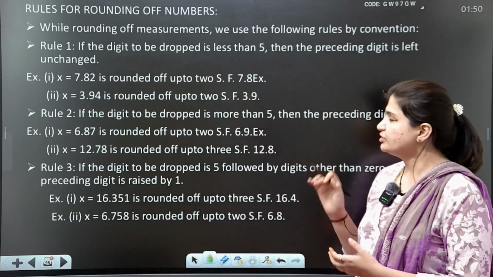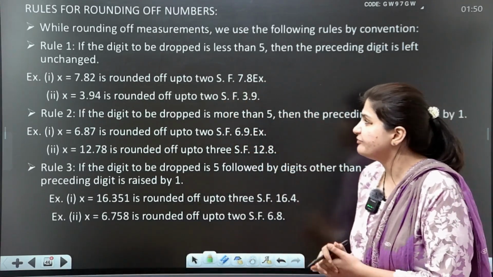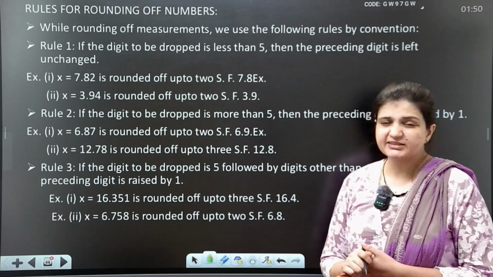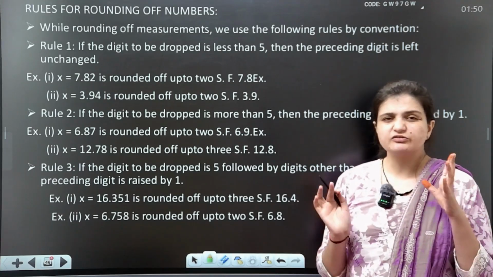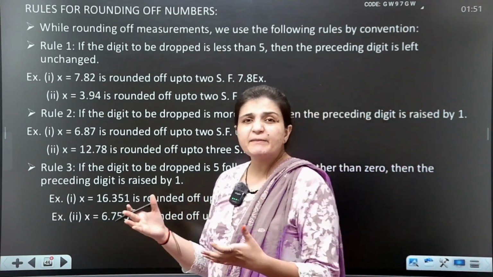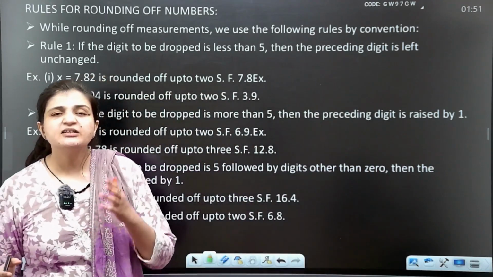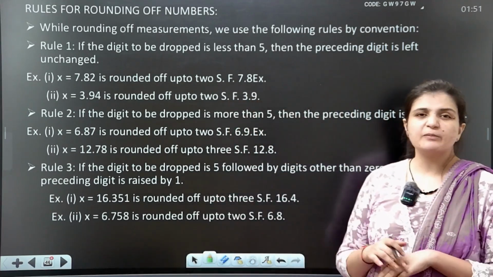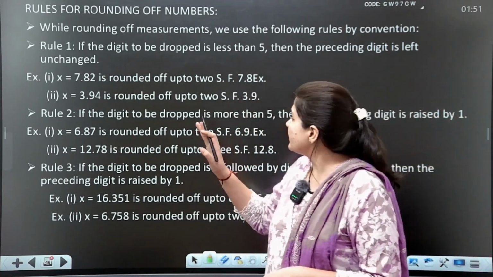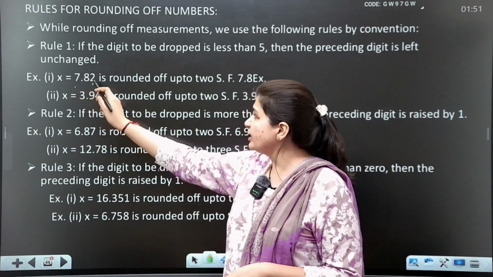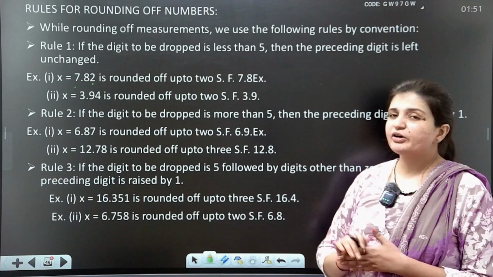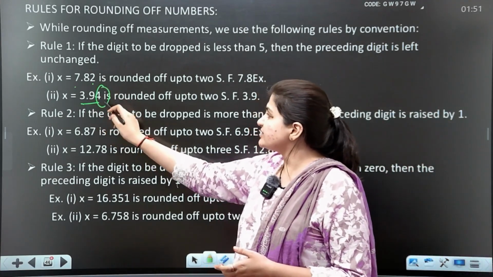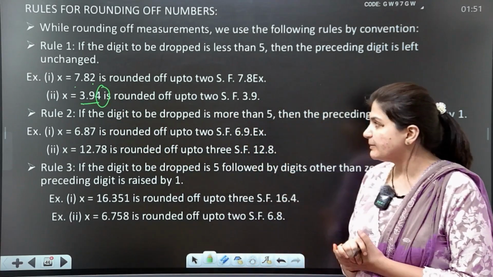If the digit after the dot is lesser than 5, then the rounding digit will not be included, plus 1 will not be done, and it will remain the same. 7.82 will be 7.8 only. 3.94, 4 is lesser than 5, so it will be written as 3.9.